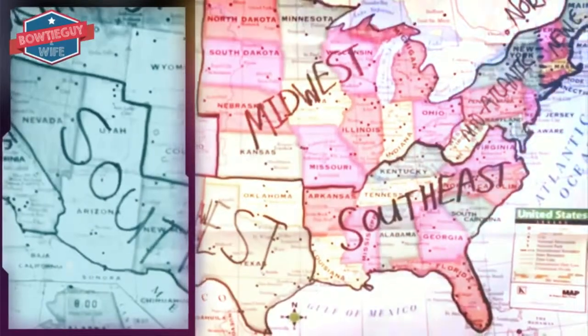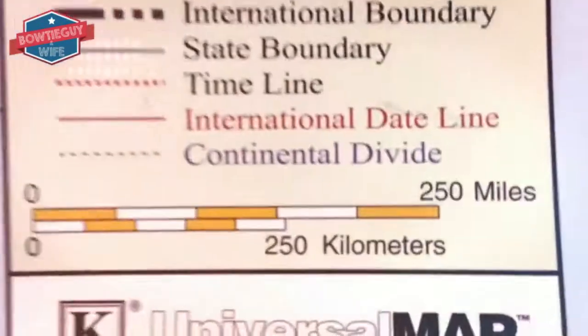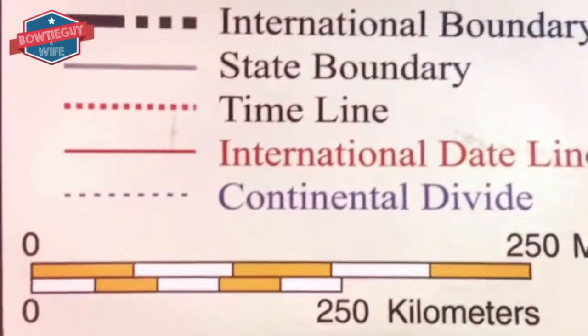What's the difference between absolute and relative location? Well, I'll go ahead and tell you. Absolute location can be found by using the lines of latitude and the lines of longitude and the coordinate points that they make when they intersect. Relative location refers to a place where it's located in relation to another place.